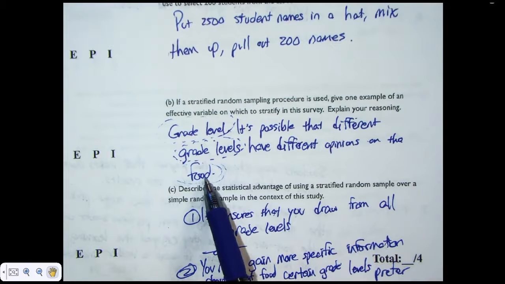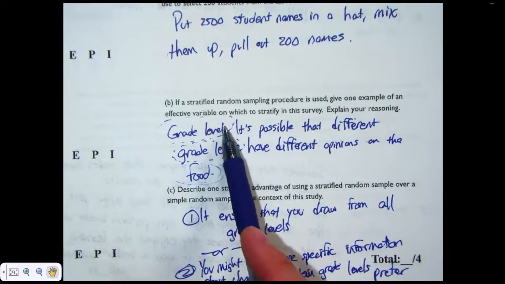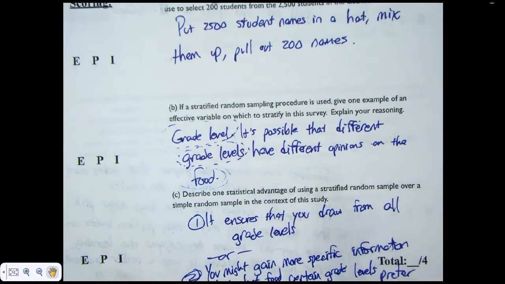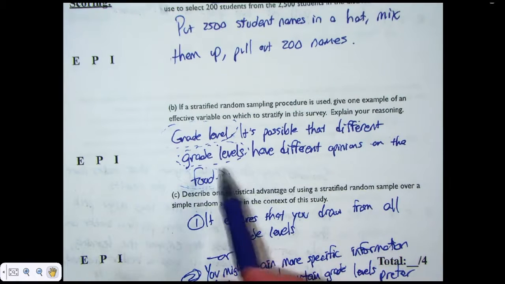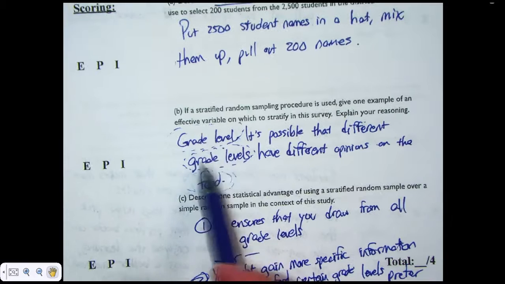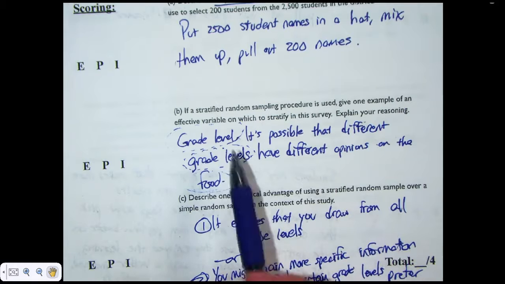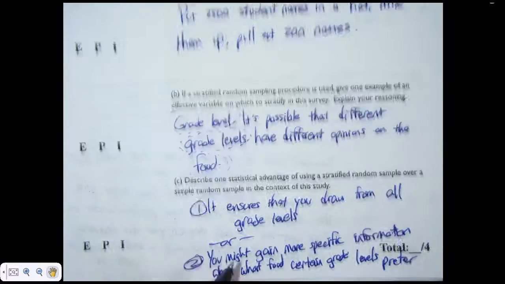I did put "on the food" because I'm making sure I put context in there. But I think if you put gender, it's possible that different genders have different opinions on the food. I think you're fine there. Those are the two I can really think of, but if you can think of something else that would impact how people like food, as long as you could justify it and it makes some sense, you'd be okay. But you want something relevant to the situation here.